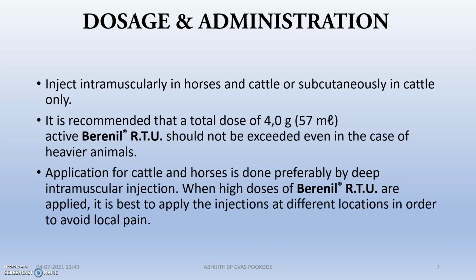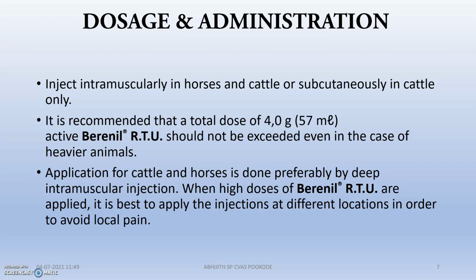So, dosage. In the case of horses, we can go for the IM route. In the case of cattle, we can go for the IM route as well as the subcutaneous route. In horses, we should not go for subcutaneous injection. Whenever we are treating a heavy animal for babesiosis or theileriosis, we should not go above 4 grams of dimenazine acetate. 4 gram, or 57 ml of Berenil, is the maximum amount of Berenil to be injected to an animal.